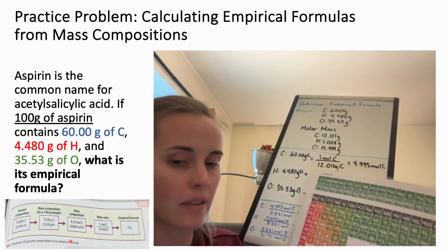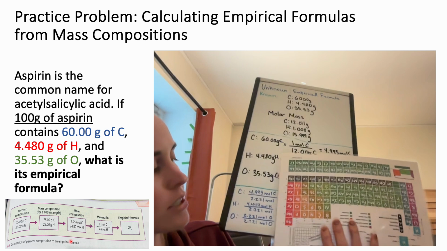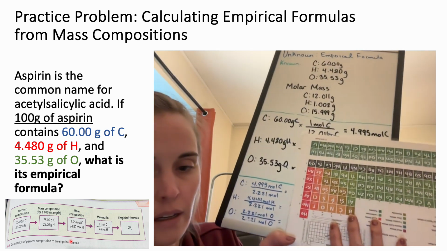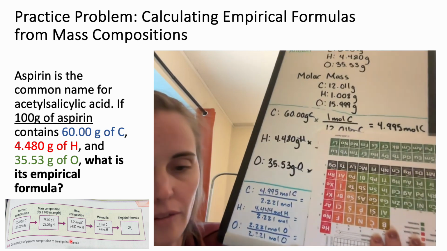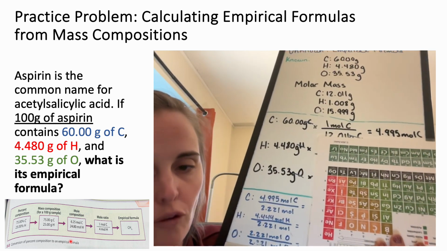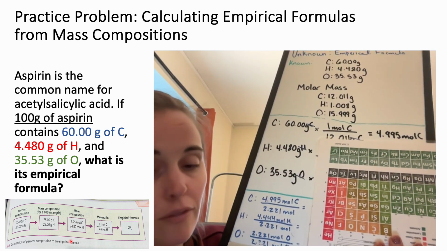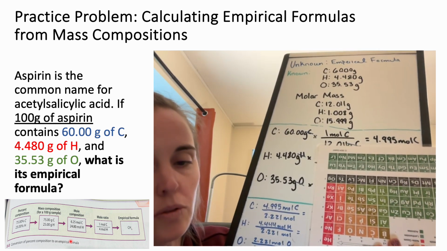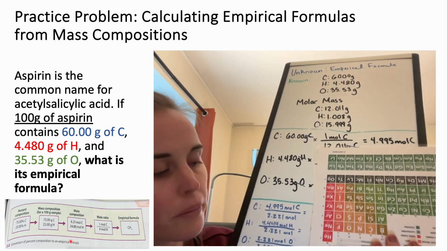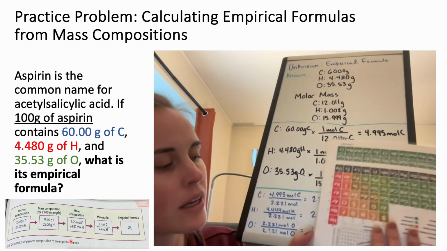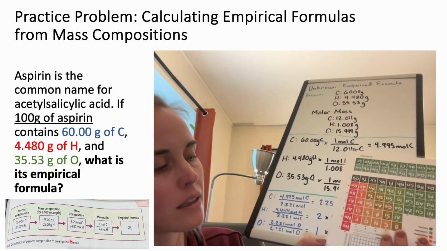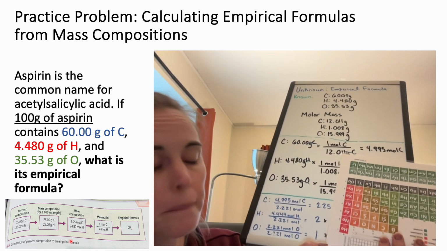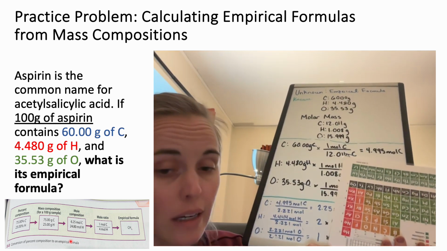So basically, I just wrote out the moles that we figured out from that previous step. So carbon had 4.995 moles, and I divided it by the smallest mole found, which was 2.221, which was oxygen's mole. And I did that for each of them, and these are the answers I found: 2.25, 2, and 1. So these are our mole ratios, which is great.